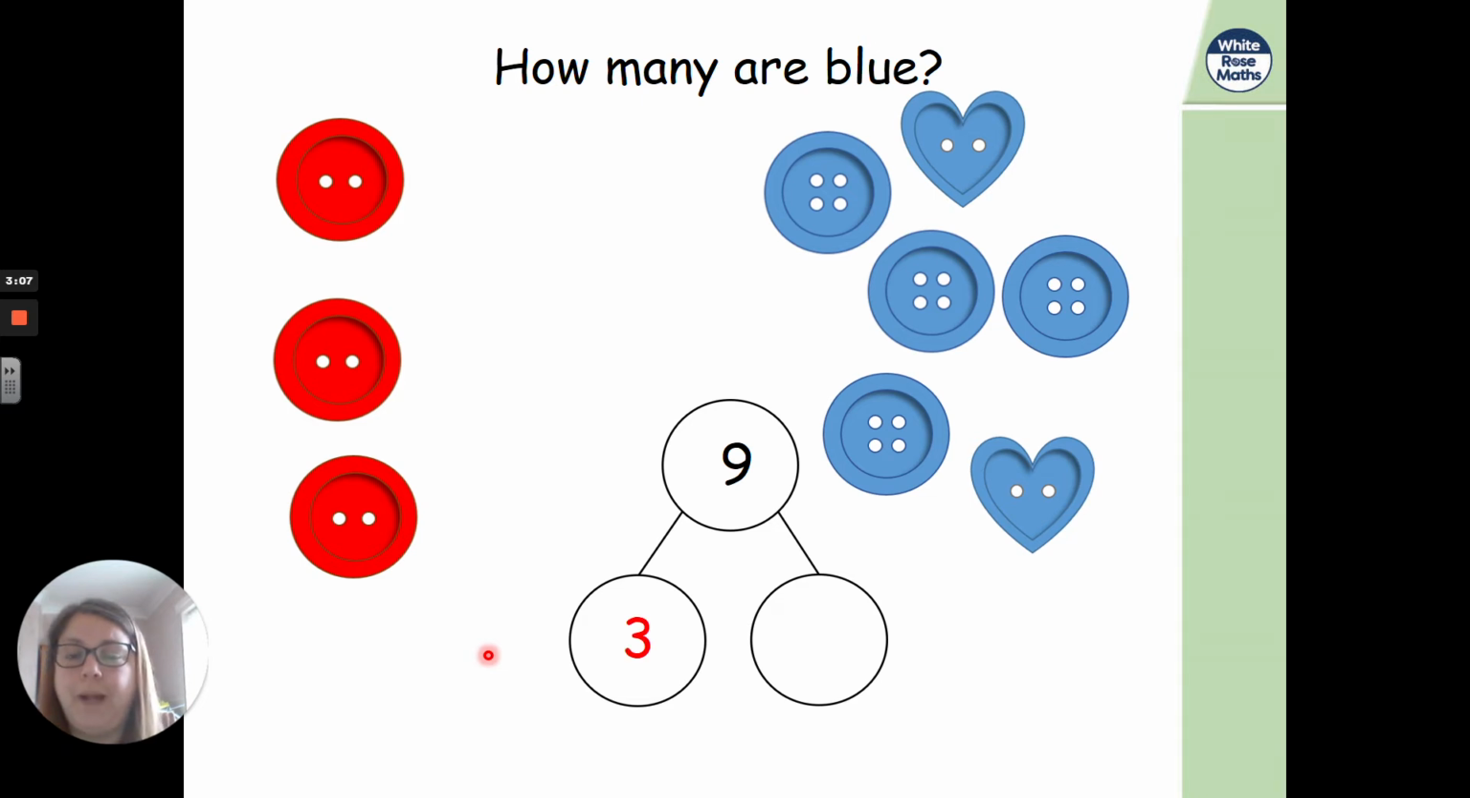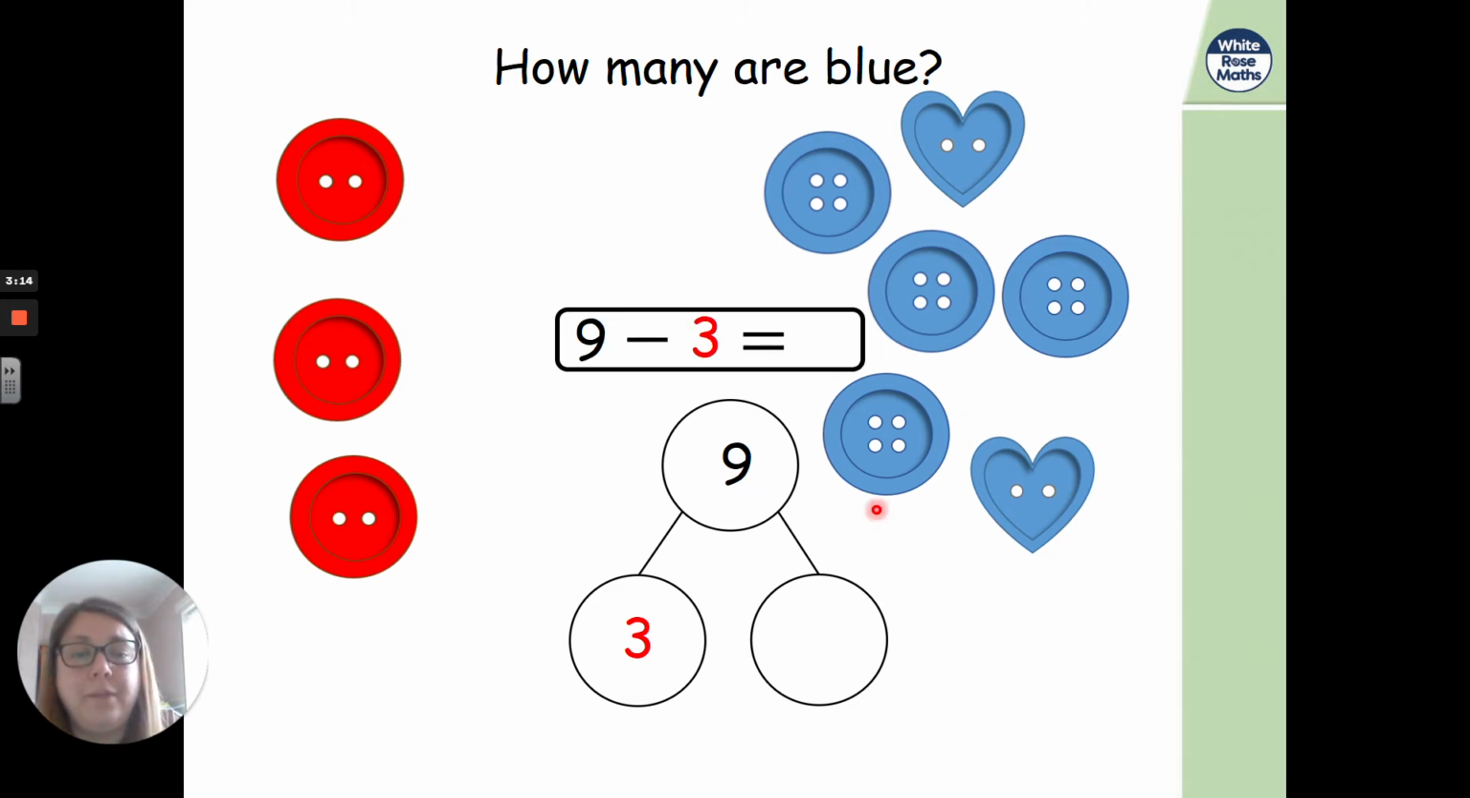So we know one part is 3, they are red. Now we need to figure out the other part as to how many are blue. And we can count them because they're there. But the other way, remember, is if we look at 9 take away 3 is going to give our other part, isn't it? It's going to give the answer to the other part. And let's count them to check. 1, 2, 3, 4, 5, 6. So 6 is our other part. Well done if you got that right. So remember, we could do 3 add 6 makes 9. But we could also do 9 take away 3 equals 6.